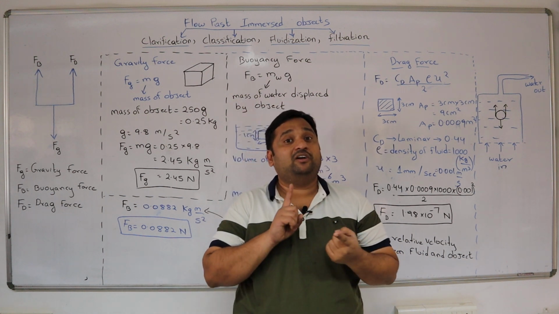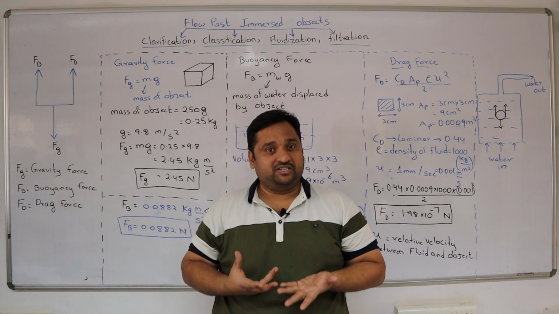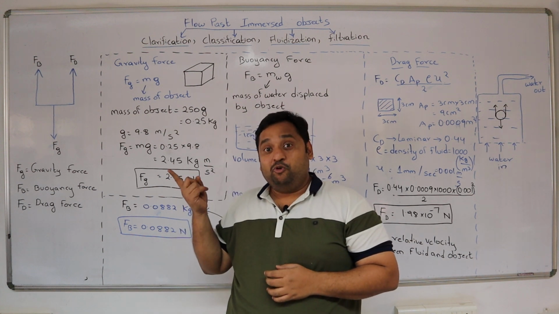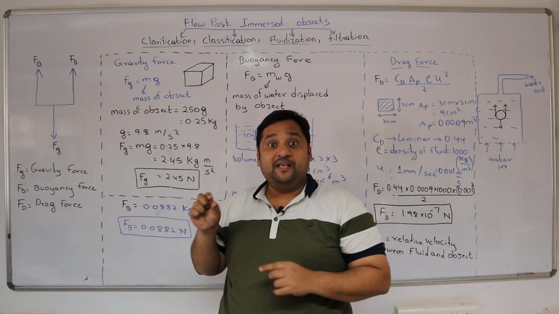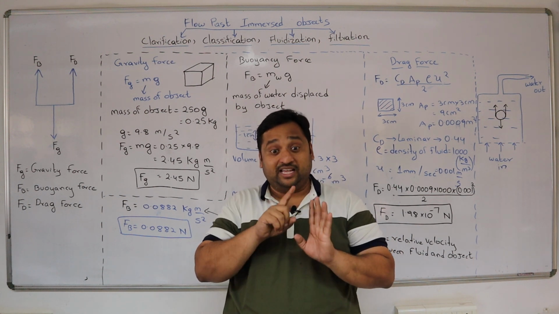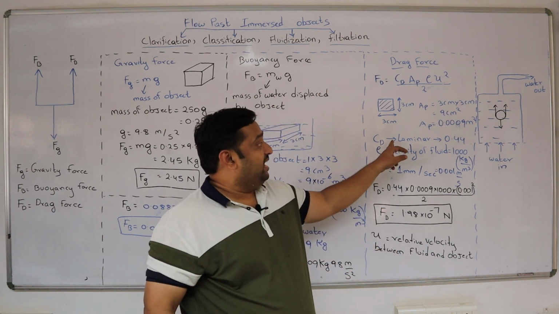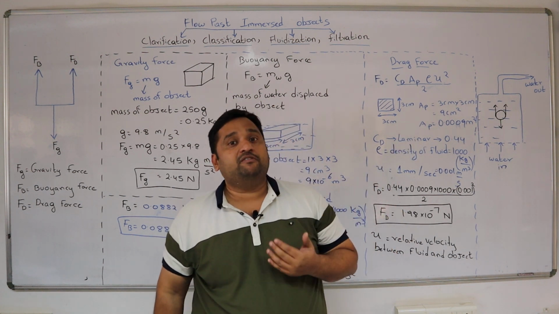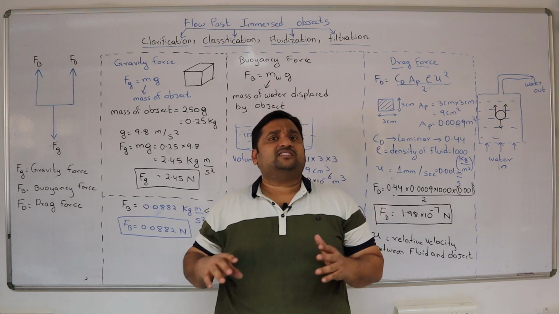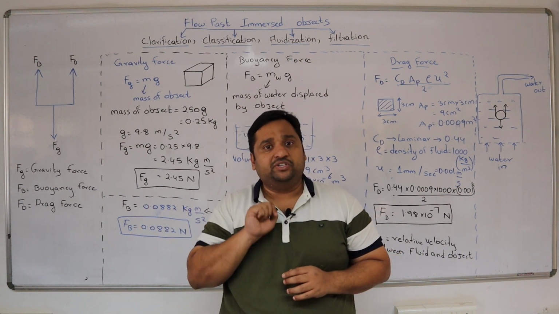CD, this is called the drag coefficient. Drag coefficient is nothing but kind of a friction factor. In a pipe, you go with the friction. When the particle is moving inside the liquid, that's called the drag. That is the difference between the friction factor and the drag coefficient. Drag in laminar conditions is 0.44. In turbulent conditions, there are certain graphs and equations available to calculate the drag coefficient.